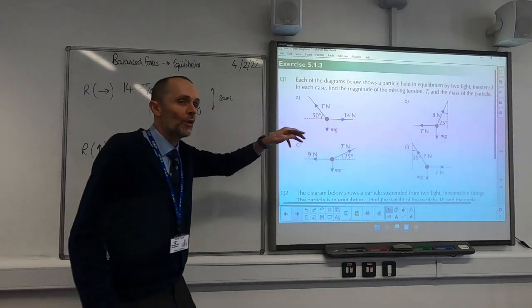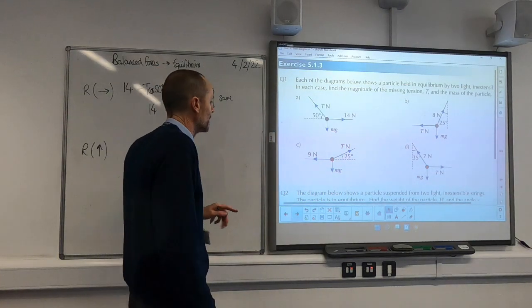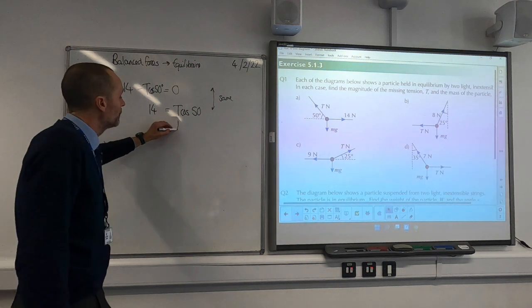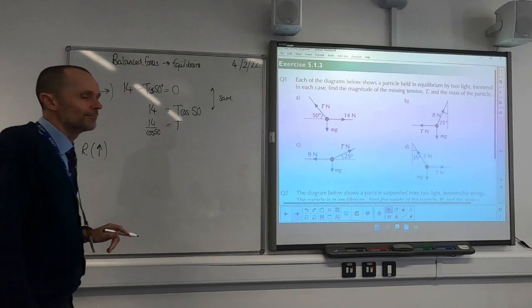The weight has no effect horizontally. The weight is at right angles, so it doesn't have any effect horizontally, so I don't include it in that calculation. So I can work out T, and we need to make sure we're in degrees. Okay?